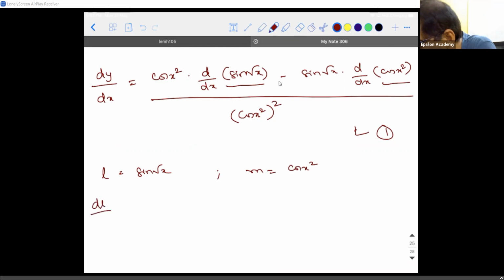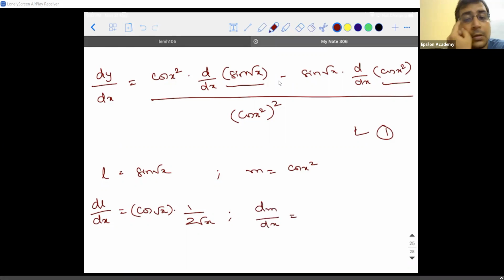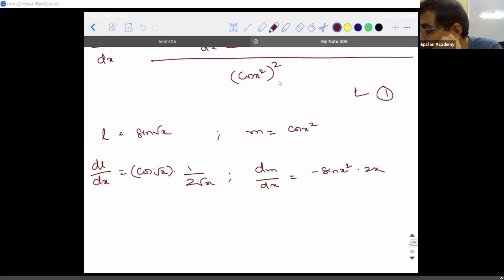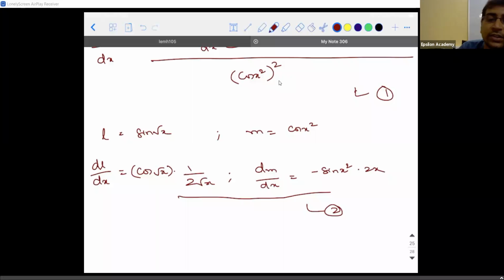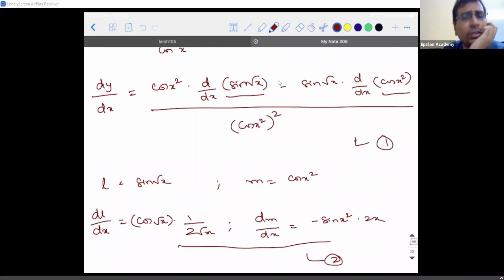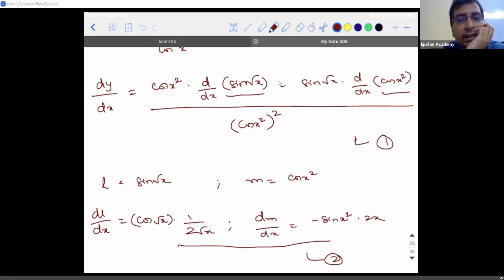So what is going to be the value of dl by dx? It is cos of root x into 1 by 2 root x. Correct. What is dm by dx? Minus sin x square into 2x. Good, you understood this concept. So let me call this whole thing 2. If I take 2 and substitute in 1, I think beyond this you guys can handle it, because there is no more derivative. Right?